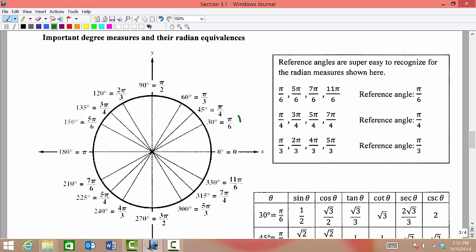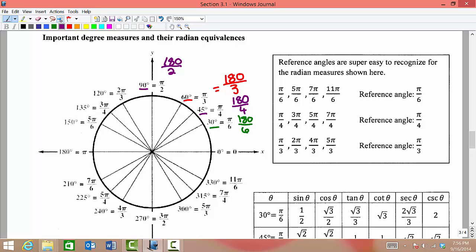So if you see pi over 6, pi is the same thing as 180. 180 divided by 6 is 30 degrees. Pi divided by 4, 180 divided by 4 would give you 45 degrees. And then 60 degrees would be pi over 3, and I could do that conversion very easily: 180 divided by 3, and that gives us 60 degrees. Here we have pi over 2, and that's the same thing as 90 degrees. So 180 divided by 2 gives us 90 degrees.